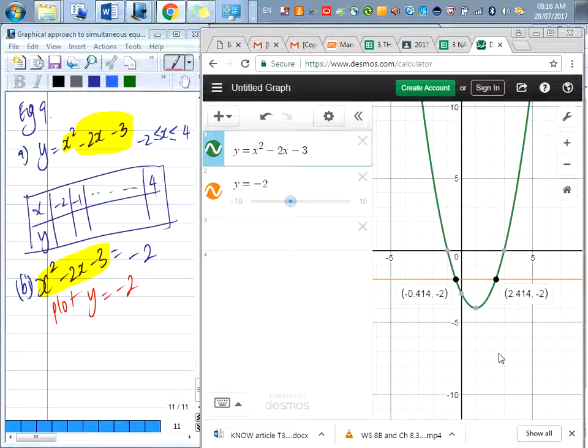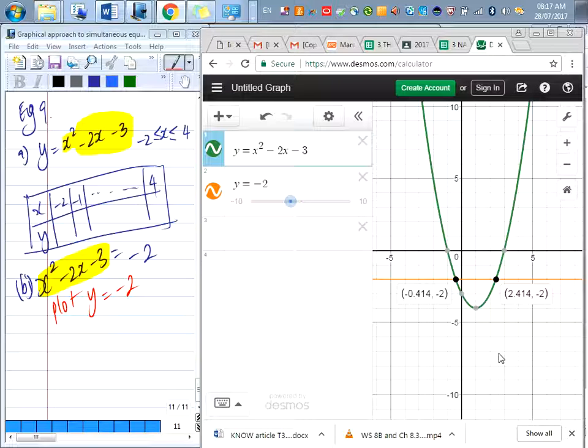Okay, so just in your page 106, B part 1 over here at the side, write down plot y equals to negative 2. Write down plot y equals to negative 2. Because the point of intersection will tell us the solution.